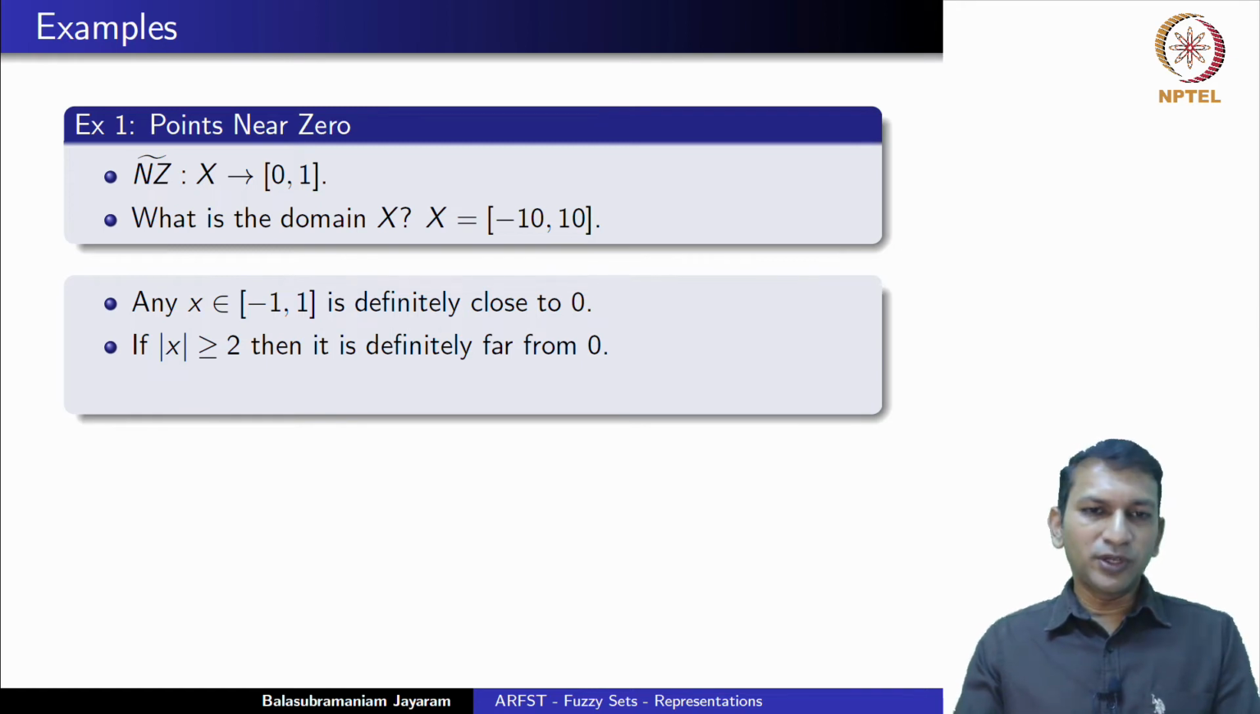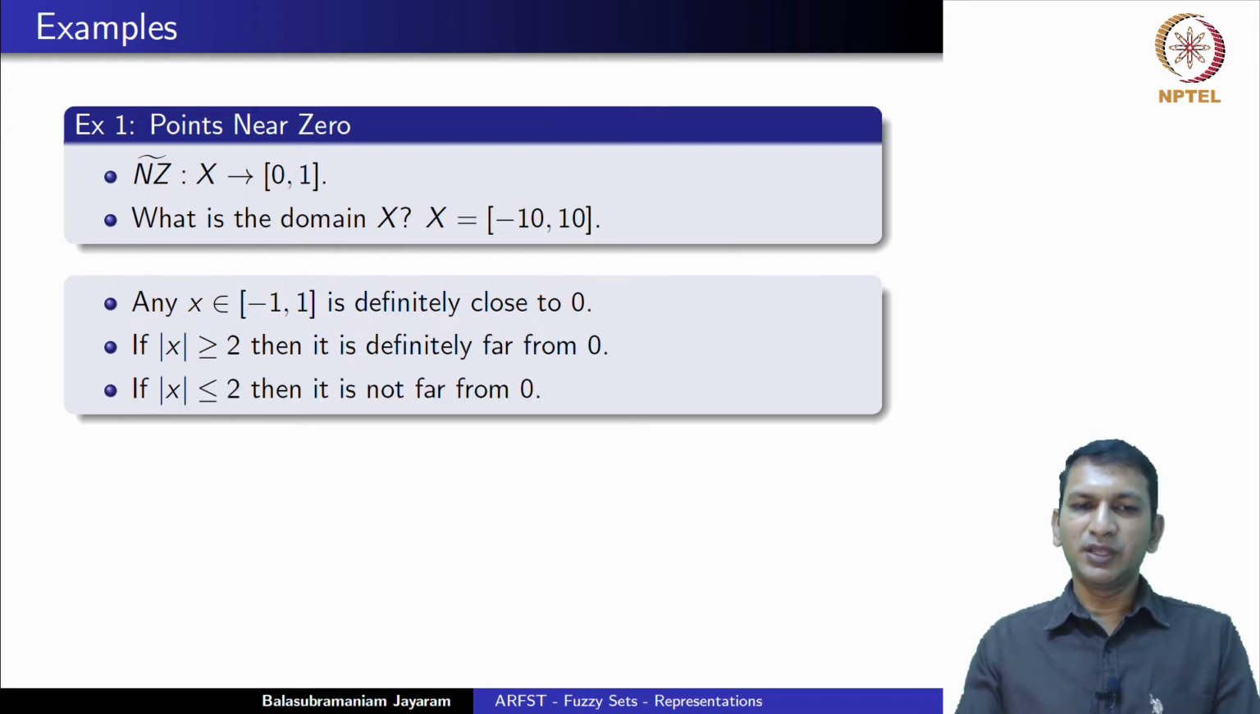And what about the points in between? It is between minus 2 to 1 and 1 to 2. Well, let's say that if mod X is less than or equal to 2, then it is not far from 0. So with this basic idea, which we believe captures the concept points near 0, one way of defining the fuzzy set could be as follows.